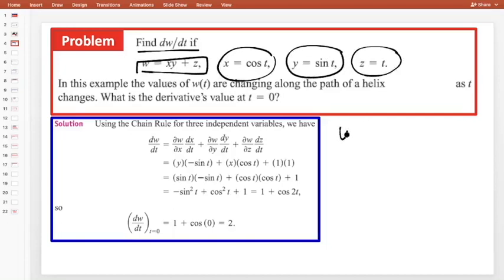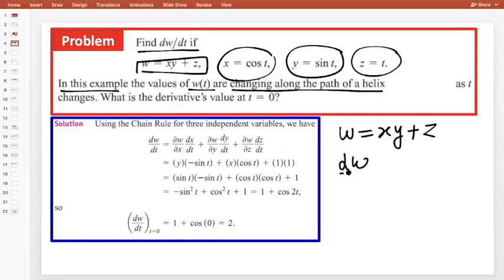Just see, initially they have not given w as a function of t. They are asking dw by dt. So what do we do? Again we use the chain rule. In this example, the value of w is changing along the path of the helix. This is basically the helix, right? And we have to find the change. Change means what? Rate of change, right? So we have to find dw by dt, the derivative with respect to t, but w is not a function of t. So what can we use? We can use the chain rule.